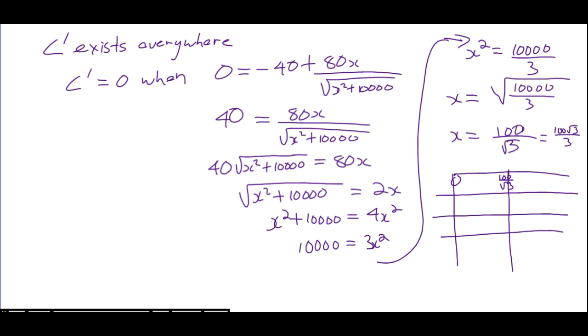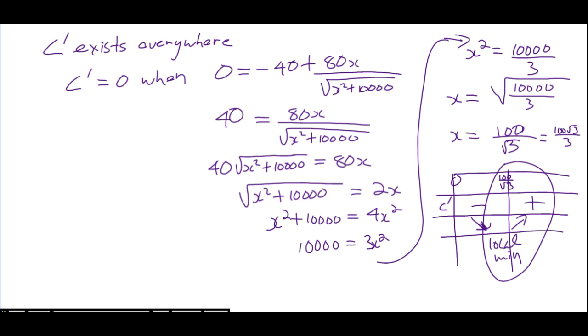And what was C prime? So it'll be negative here and positive here, which means that it's decreasing and increasing and has a local min. So the local minimum occurs at 100 root 3, or sorry, 100 over root 3, or 100 root 3 over 3.